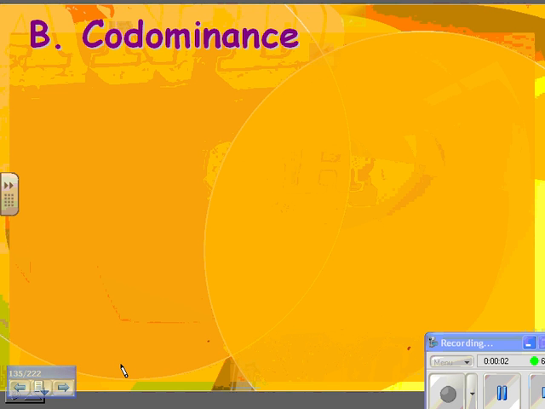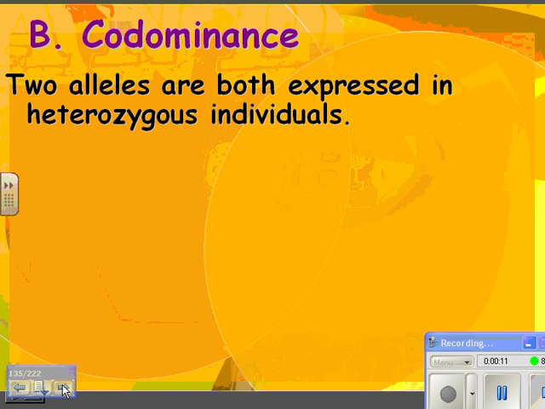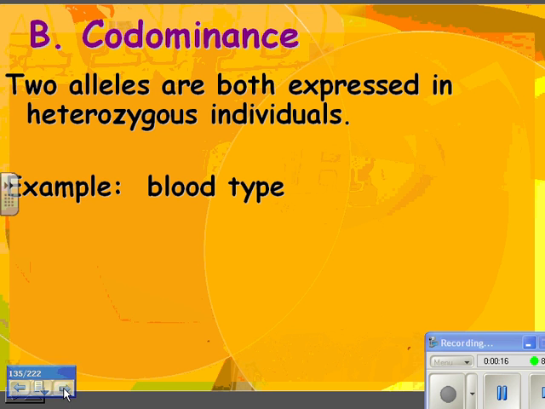Codominance. That's when there are two alleles where one is not more dominant than the other. They both show up. So let's take a look at this. Two alleles are both expressed in the heterozygous individuals. Here's an example, blood type.